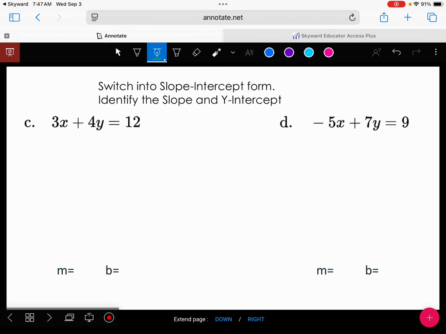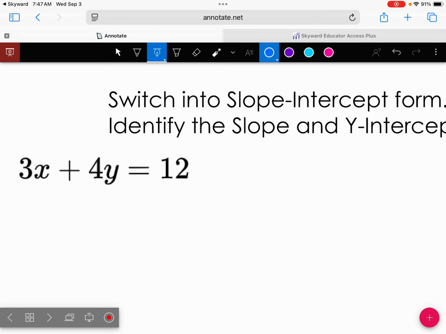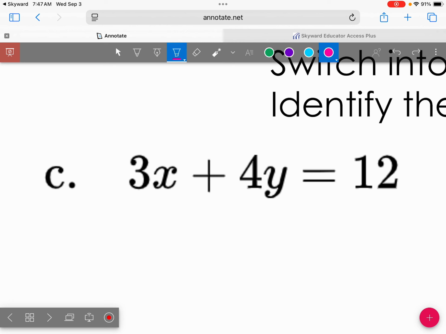So this is at the top of page 7. You have these two. We've got 3x plus 4y equals 12. What are we going to do first? We're trying to get to where y equals mx plus b. That's our goal. Our whole goal is to get y by itself. What do we need to do?